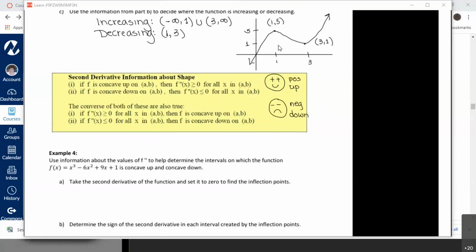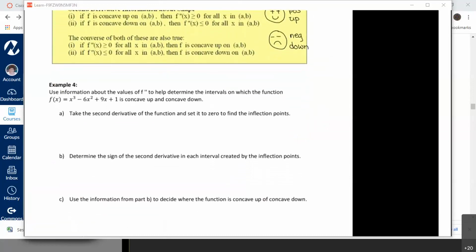And it's true for all the x values in the interval. And the converse is true. Namely, if you've got a positive second derivative, then your function's concave up on the interval. If you've got a negative second derivative, the function's concave down. So again, switching the if and then part of the first statement. So it works both ways. Okay, so let's see what we can figure out.